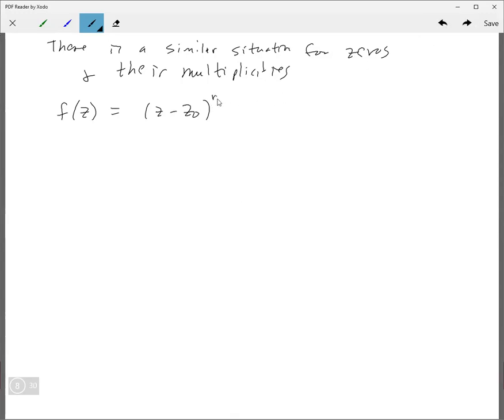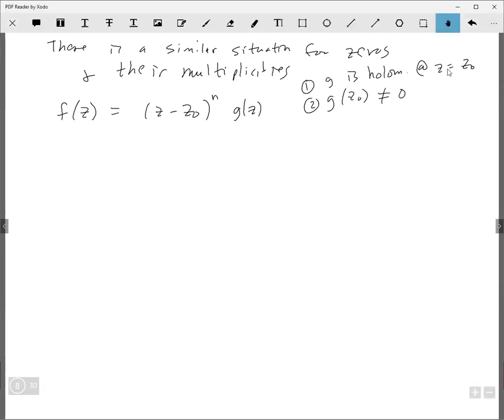And I'll use an n instead. Okay, where g of z naught is not 0, that's the second condition. The first condition was g is holomorphic at z equals z naught. Okay, so that's a similar condition for zeros and their multiplicities.